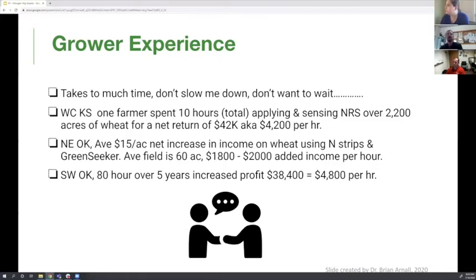So one farmer spent 10 hours applying over 2,000 acres of wheat and roughly made about $42,000 return on investment. So it saved him about $4,000 per hour invested. That's a producer in Northeast Oklahoma. And so this is 3 very different environments. All of them are averaging between $2,000 and $4,000 per hour invested to put out enriched strips and sense them. This is on a flat rate. This isn't even variable rate.